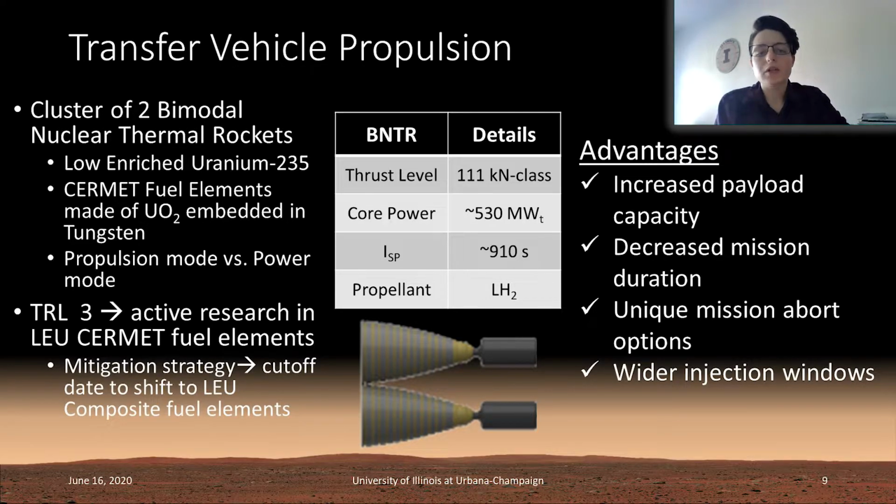Nuclear thermal propulsion has higher thrust than electric propulsion and higher specific impulse than chemical propulsion, thus it offers increased payload capacity and a lower mission duration compared to those two systems. Lower mission duration means less exposure to cosmic radiation and microgravity, and nuclear thermal propulsion allows for unique mission abort options, including the ability to return instantly upon Mars arrival and wider injection windows.